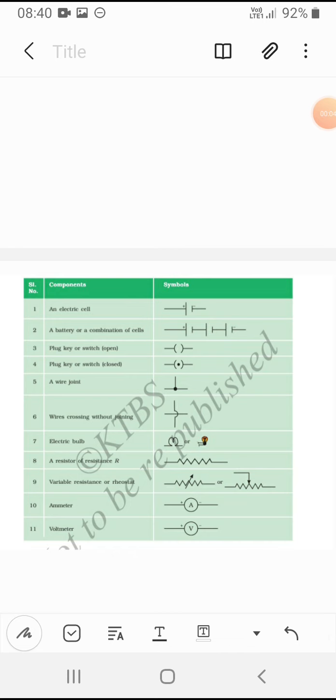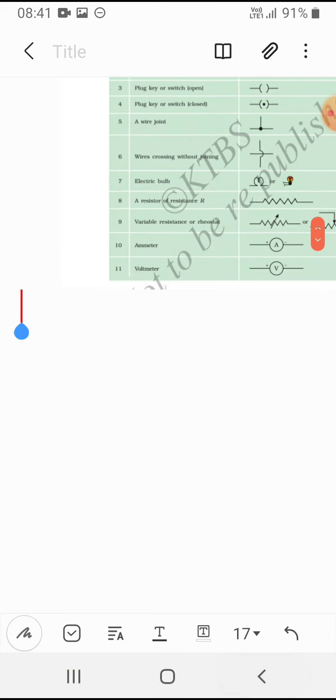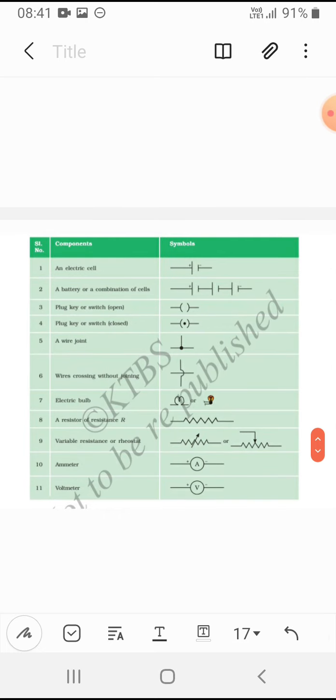An electric cell has positive and negative terminals. The big line is positive and the small one is negative. A battery is a combination of cells. The plug key is used in a circuit diagram: open plug key and closed plug key. Then a wire joint, and they may ask you to draw any one of these. This is an electric bulb, wire crossing without joining, and an ammeter, where the plus point should be on the left side and minus on the right side. The voltmeter is the same.